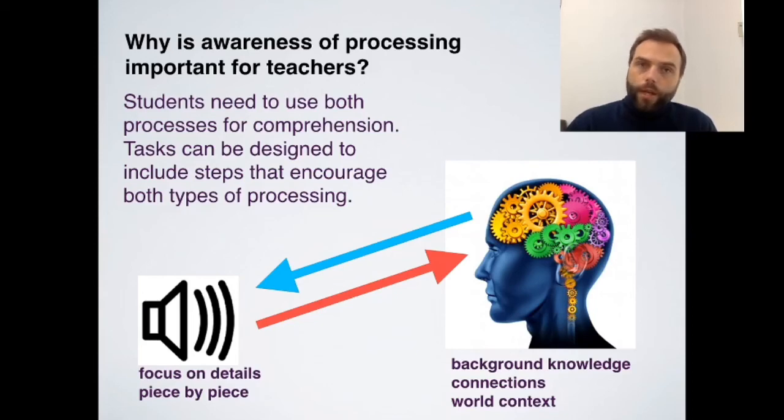So in your lessons, whether you're teaching listening or teaching reading, as a teacher, you should be including steps and questions and activities and materials that encourage sometimes more bottom-up processing, sometimes more top-down processing. Usually these things are happening together, but you can focus more on one than the other. So you want to include steps that have a focus on details, kind of piece by piece, step by step comprehension of the sounds, the words, the letters, or the syllables. But you also want to include questions and activities that focus on background knowledge and making connections, right?